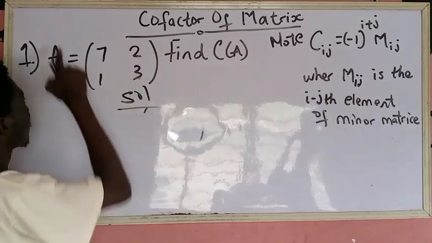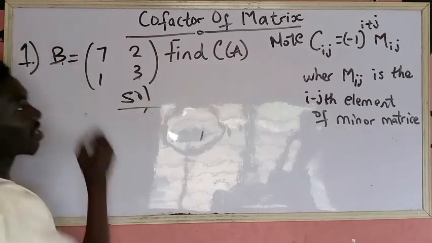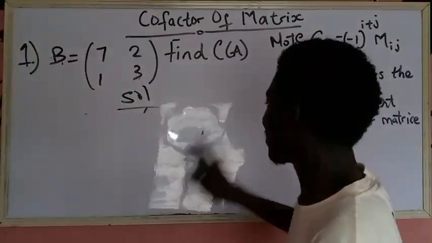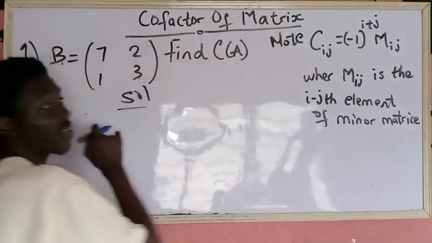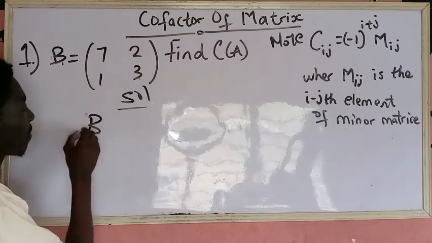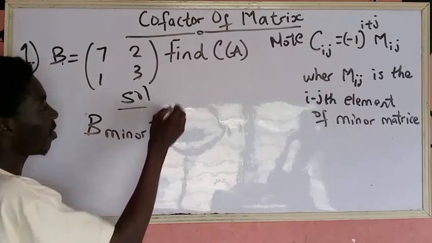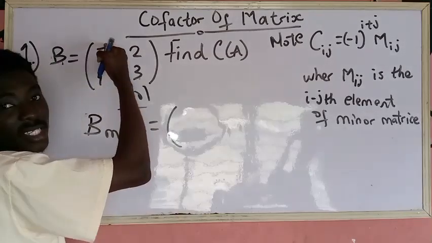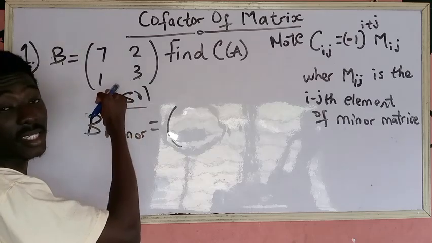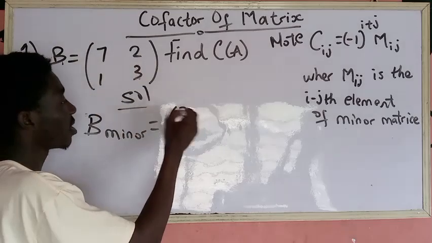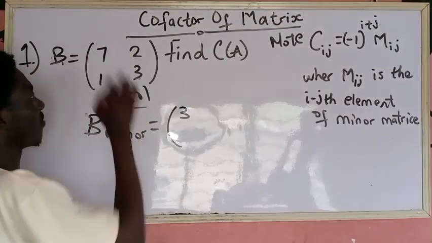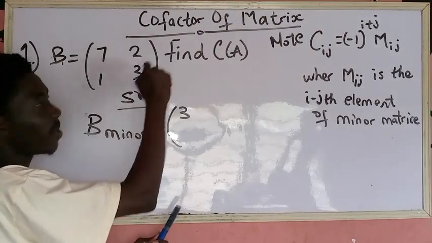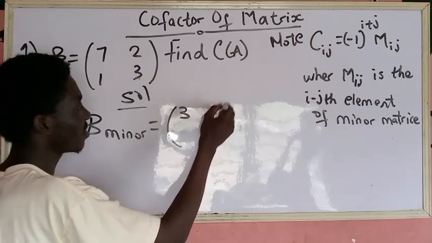So let's call this matrix B. In that case, you have to look for the cofactor of this matrix, so I have to look for the minor first. The minor of B: 7 blocks out this column and this row, and I have a 3. That's the minor of 7. The minor of 2 blocks out this column and this row, and I have a 1.